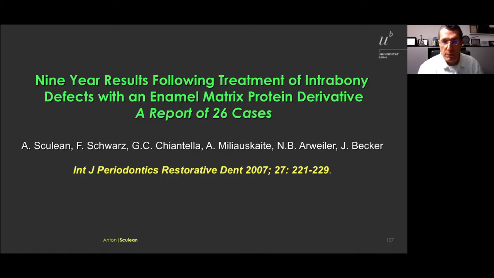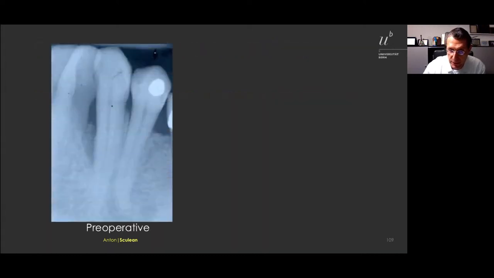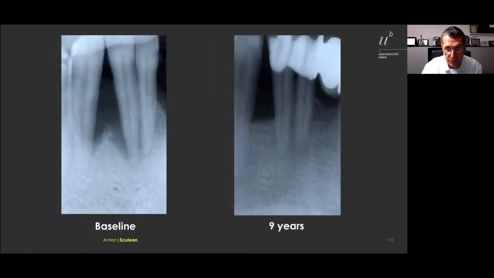What about some long-term outcomes? Look at here some 9-year results that we published many years ago. Deep intrabony defect at the beginning, and after 9 years, only 2 millimeters of probing depth. Please observe the situation, the baseline. 9 years later, regeneration of the intrabony component. Another case, before and after.